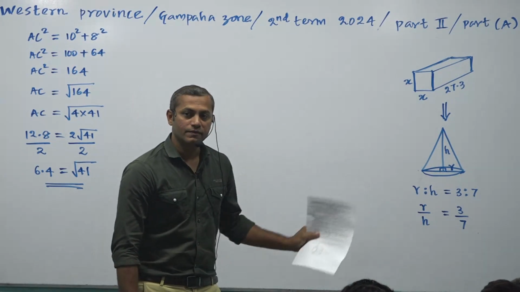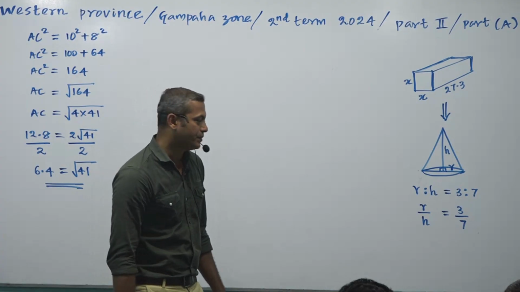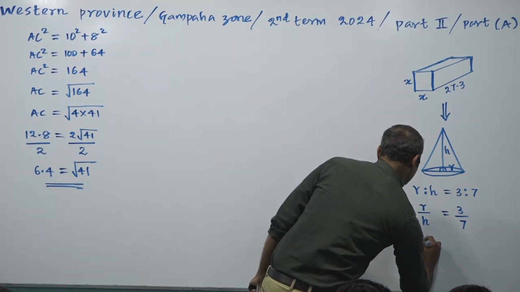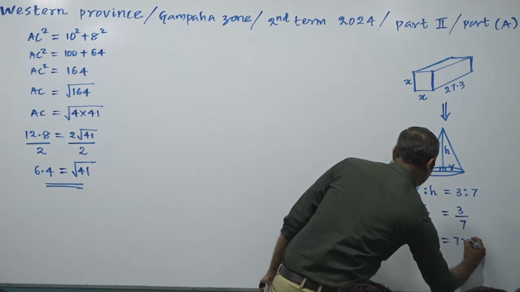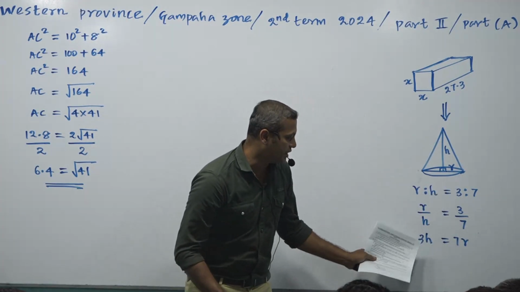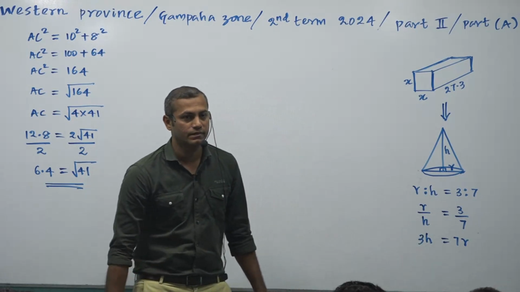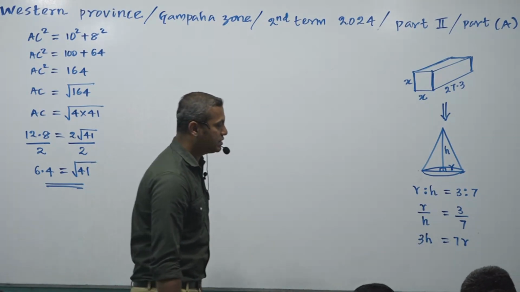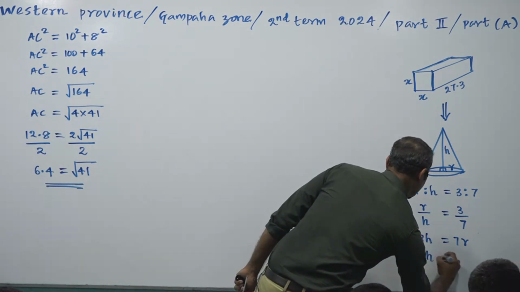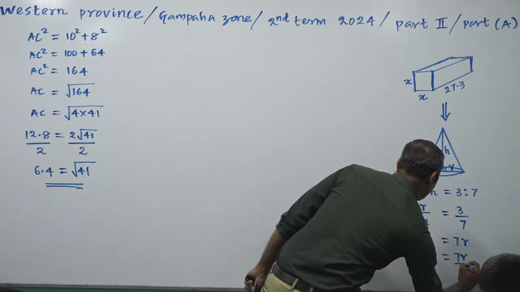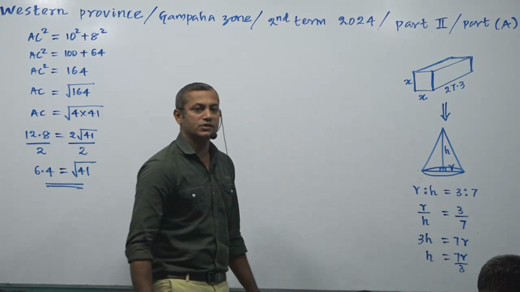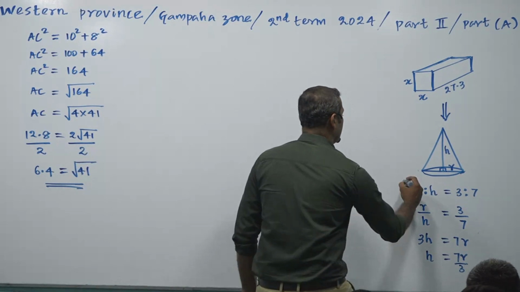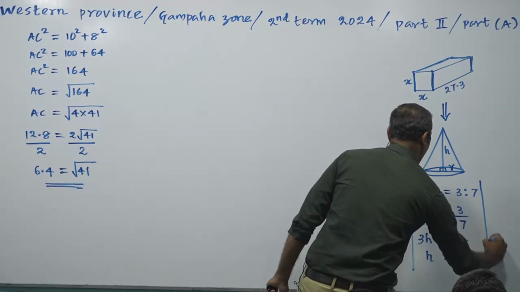Cross multiply. You will get a relationship. Then 3H is equal to 7R. Yes or no? 3 times H is equal to 7 times R. Now make H subject. Divide by 3. Then H equals 7R over 3. Yes or no? This is a relationship obtained from the ratio.